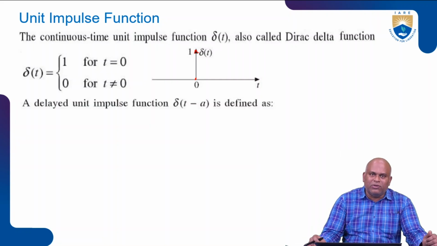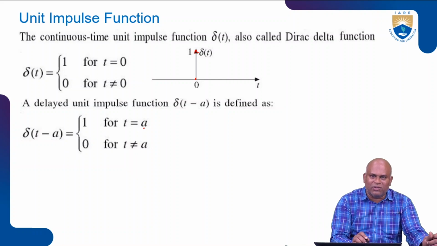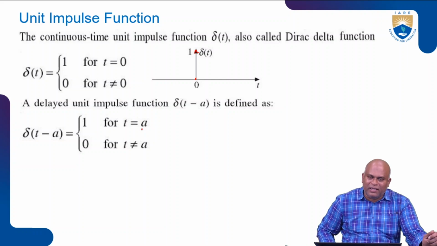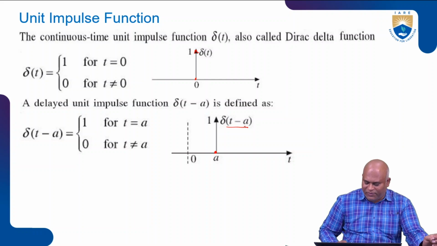It's also possible to do this for the delayed unit impulse function. Then delta of t minus a is defined as delta of t minus a equal to 1 for t equal to a, and 0 for t not equal to a. Here, a is a positive constant, and at the position a in t, the value is 1, which represents delta of t minus a.